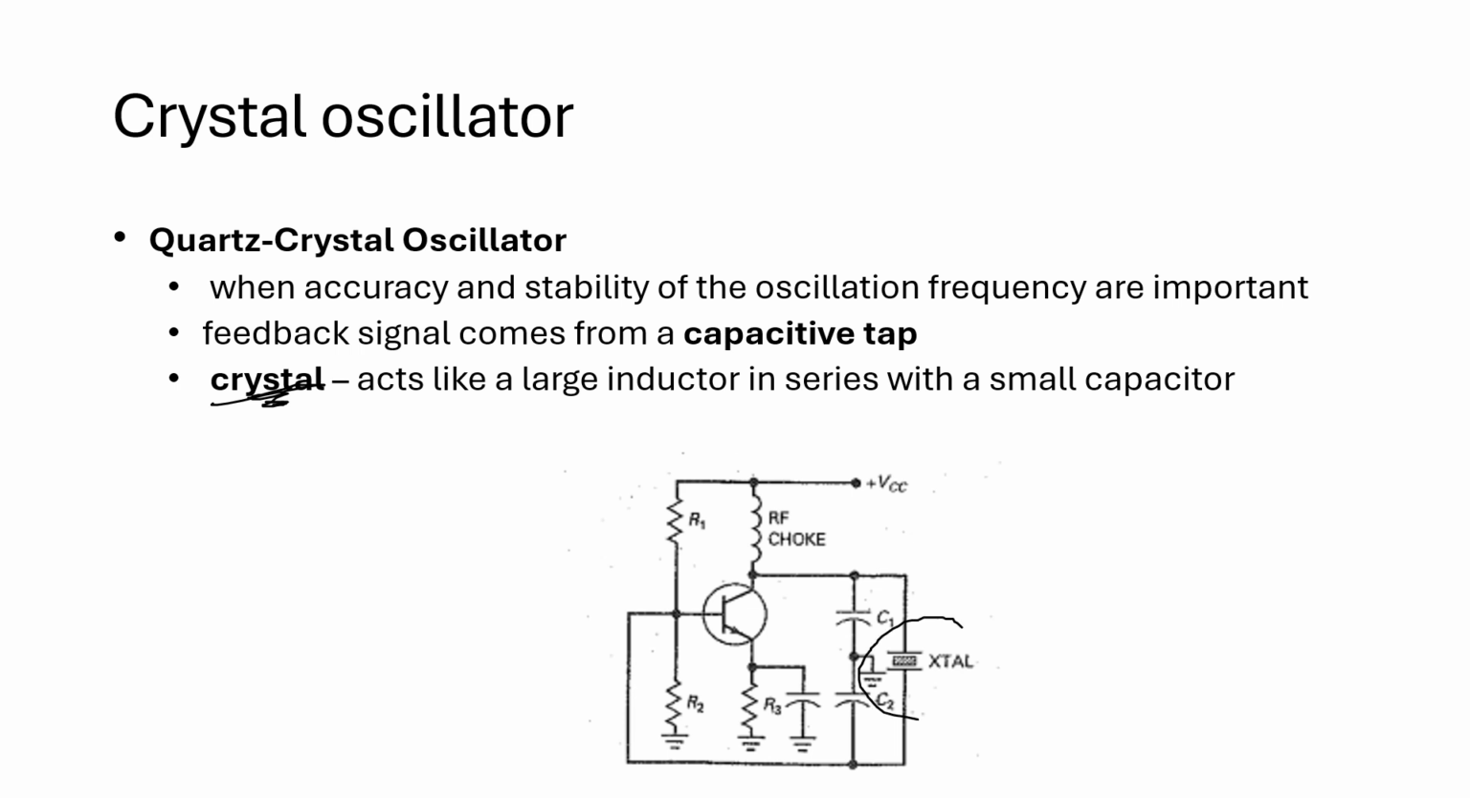This is our symbol for a crystal, and the crystal itself is the frequency determining network. It has a specific value, and you don't need to compute the value of your frequency, because whatever the value of the crystal will define the frequency of oscillation of your crystal oscillator.